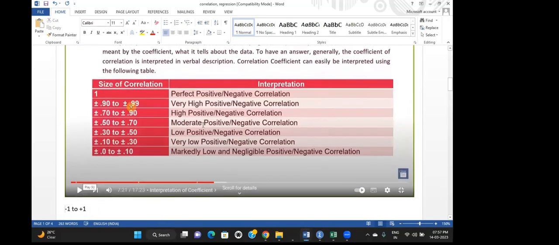Let me tell you this. If the value comes out to be 1, it is perfect positive or negative, meaning +1 or -1, right? So it is a perfect positive or negative correlation. Actually, this is not admirable. If the value is 1, it means there are other issues, so it is not admirable. If the value of correlation is ±0.90 to 0.99, then it is a very high positive or negative correlation.